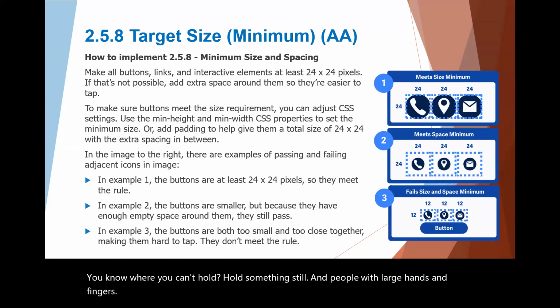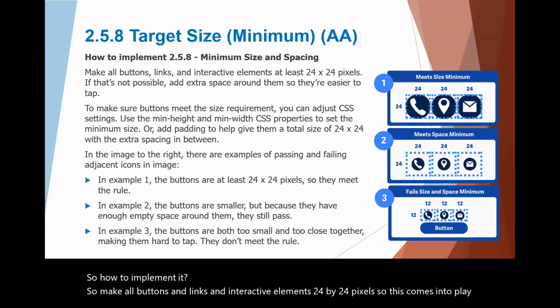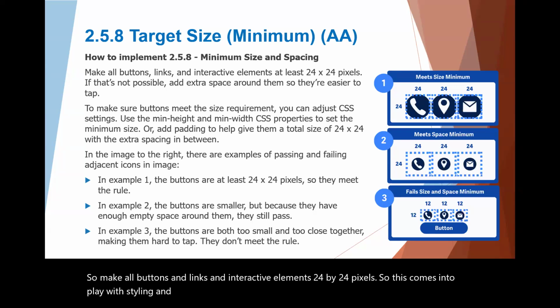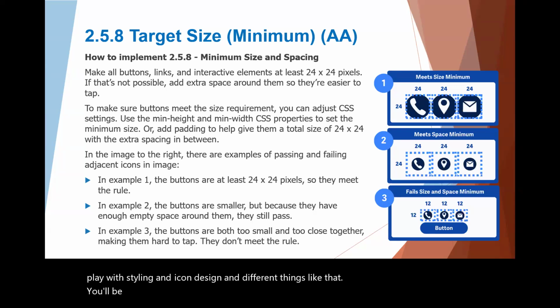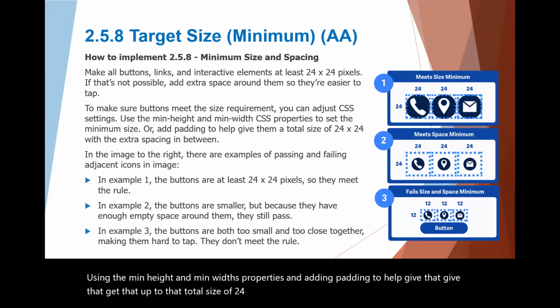So how to implement it? Make all buttons and links and interactive elements 24 by 24 pixels. This comes into play with styling and icon design and different things like that. You'll be adjusting CSS settings, using the min-height and min-width properties, and adding padding to help get that up to that total size of 24 by 24.